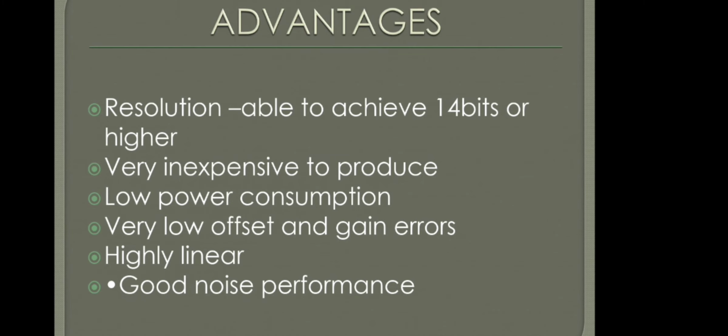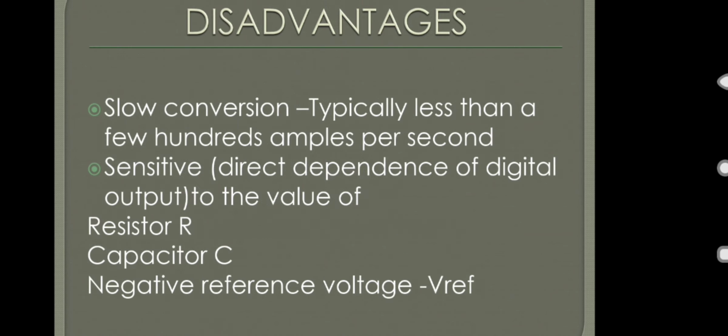Advantages of the single slope A to D converter: its resolution is 14 bits and higher, it is very inexpensive to produce, has low power consumption, very low offset and gain errors, it is highly linear, and it gives good noise performance. That is, noise will be very low in the single slope A to D converter.